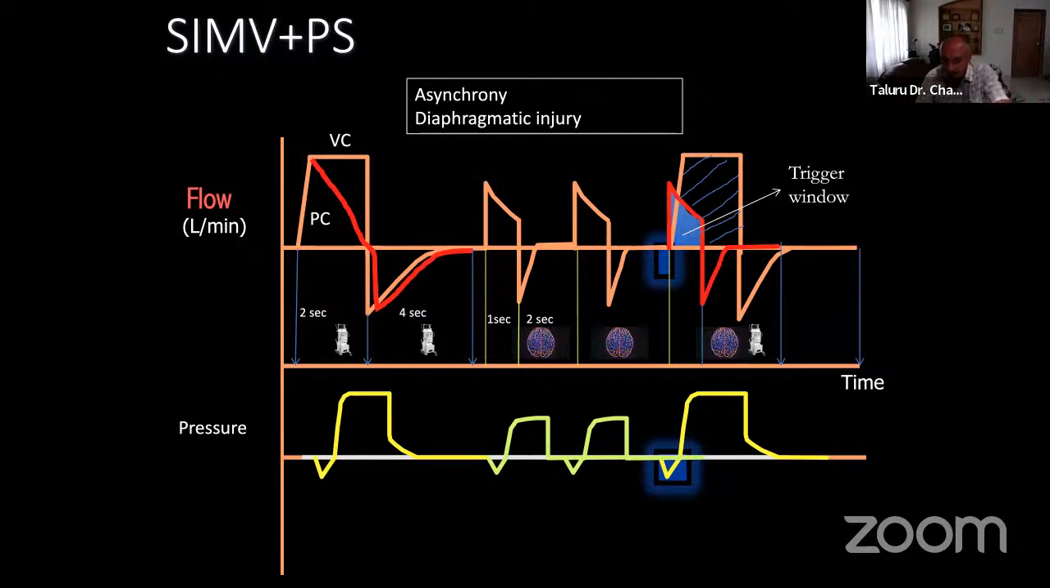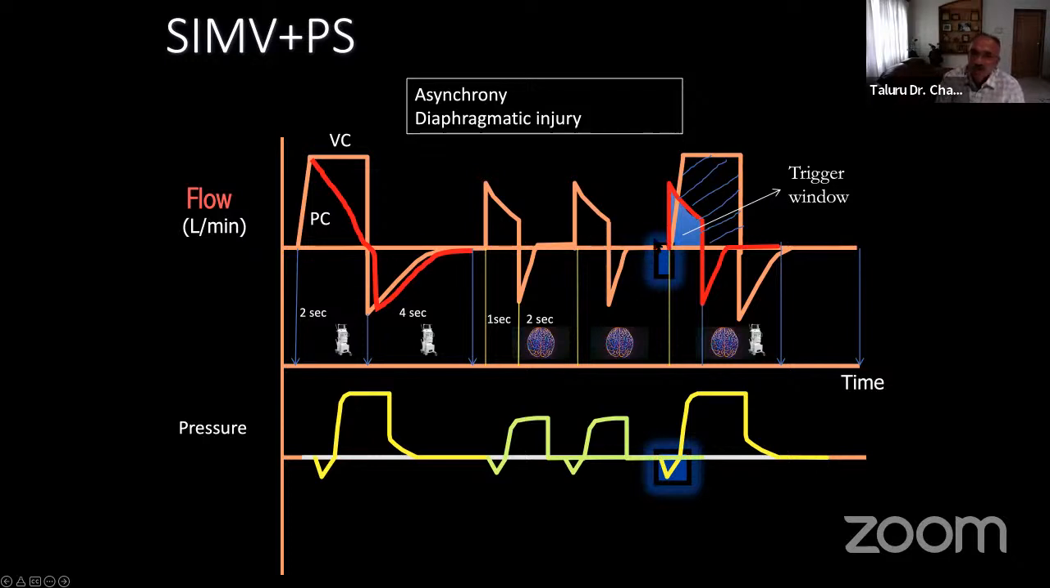There is something called auto mode. There is something called adaptive support. The modes can be changed. It happens on its own. There is so much technology. There is no need to see. There is asynchrony and diaphragmatic injury. I am sure that a lot of postgraduates will not be convinced.